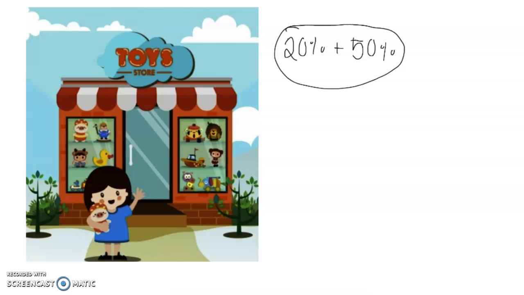Now, if you're thinking that we should add both of these percents over here and find the total price of the toy, then you are wrong. What this actually means is we should find 20% of 50% of the total price.